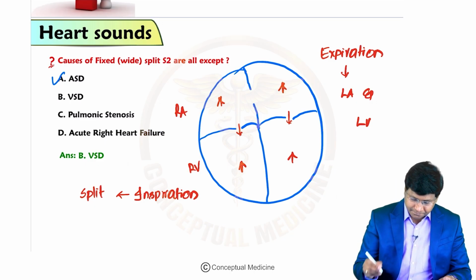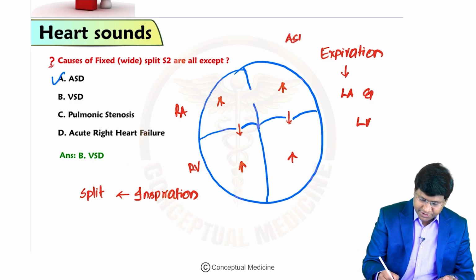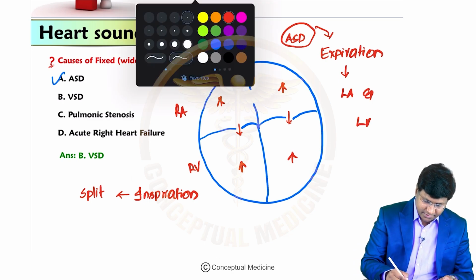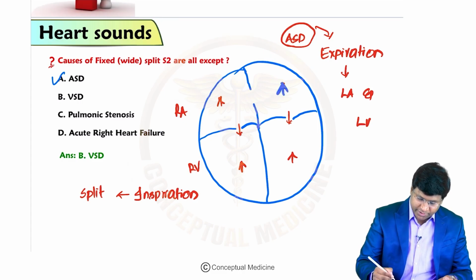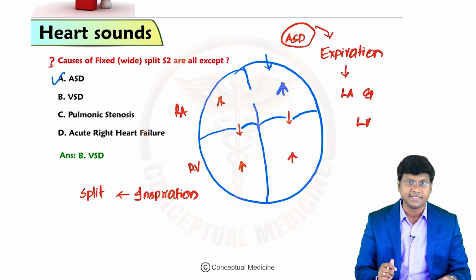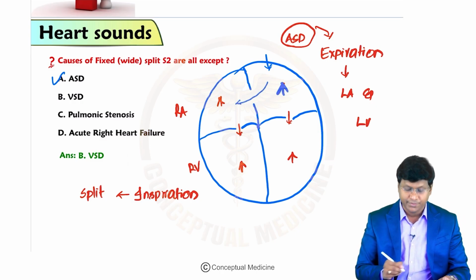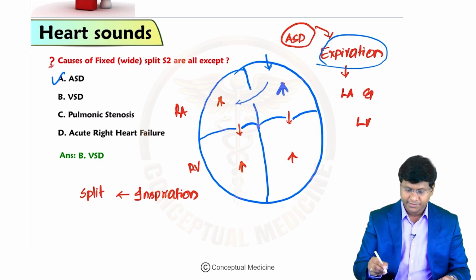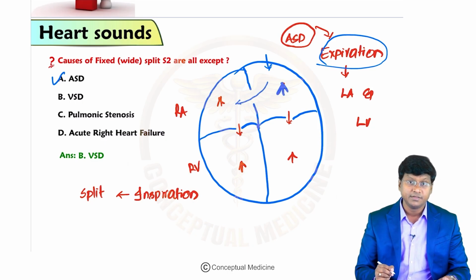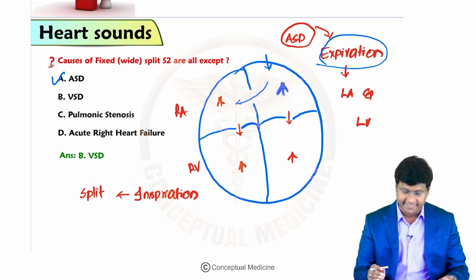Alright, now what you have to understand here is, in patients with ASD what will happen? If the individual is expiring, there is increased quantity of blood which has entered into the left atrium. In ASD, it does not directly enter into the left ventricle. From the left atrium, the blood enters into the right atrium during the expiration process, because during expiration a large quantity of blood is on the left side of the heart.